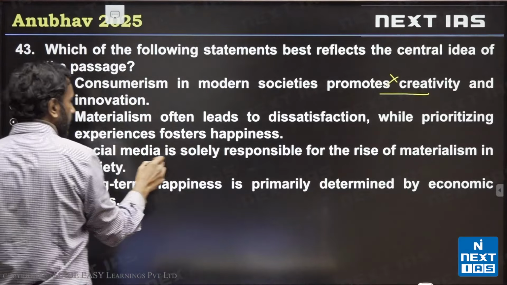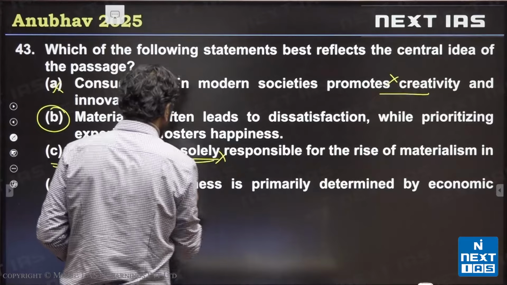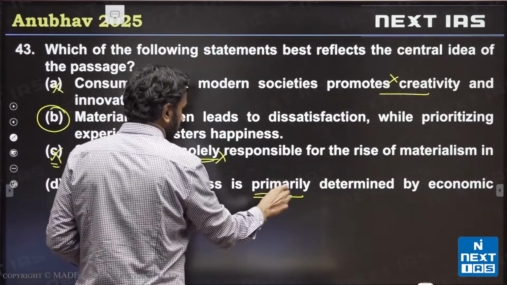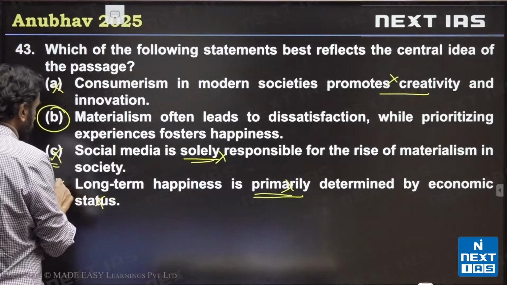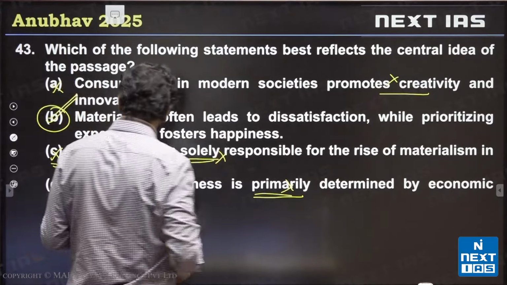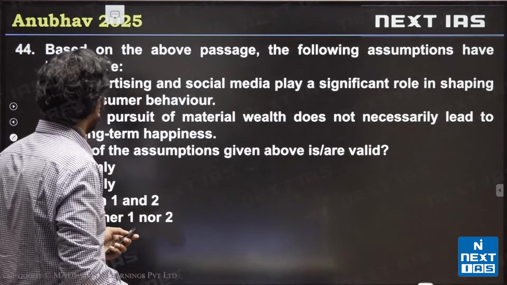C says social media is solely responsible for rise of materialism. Invalid. Long-term happiness is primarily determined by economic status. This is opposite of the passage. B is the only possible choice of the main idea of the author. Really easy question. Let's look at the next one.